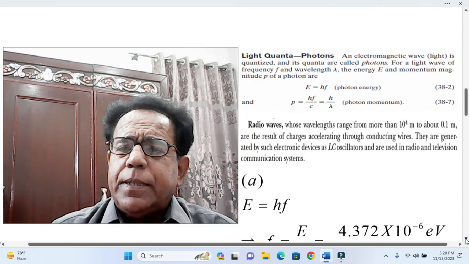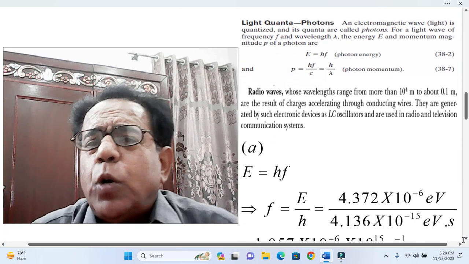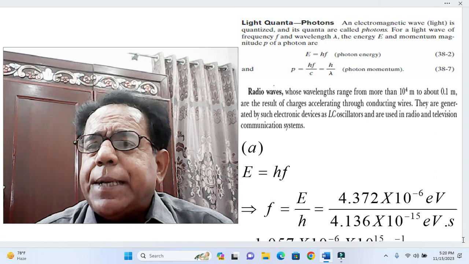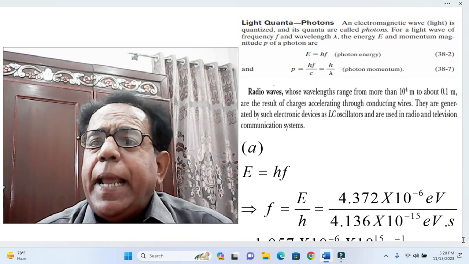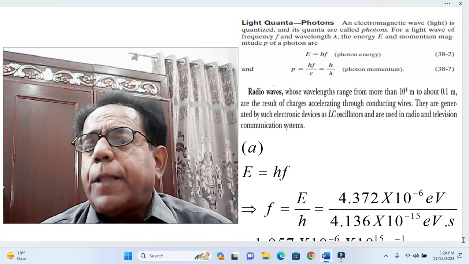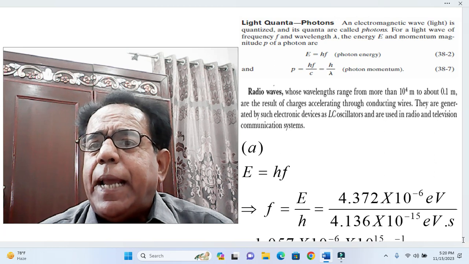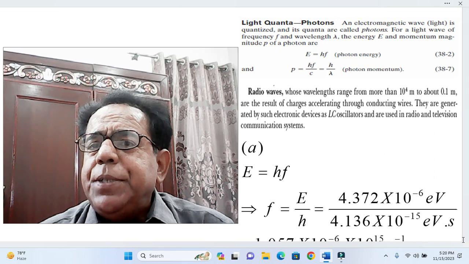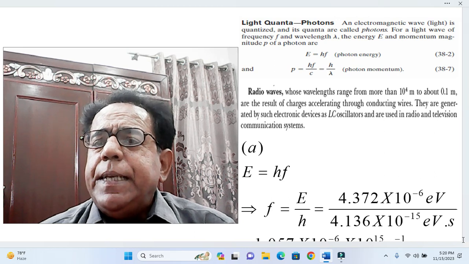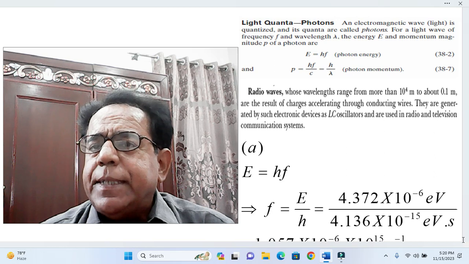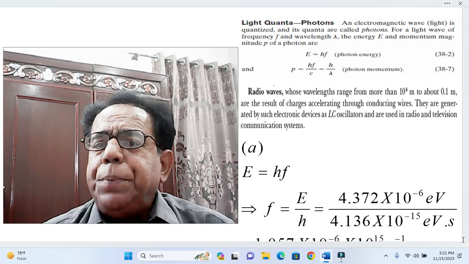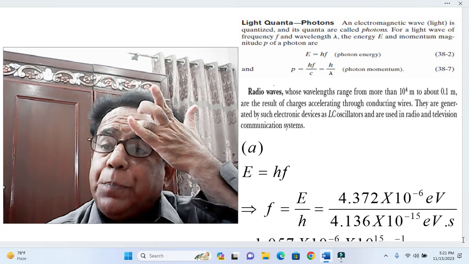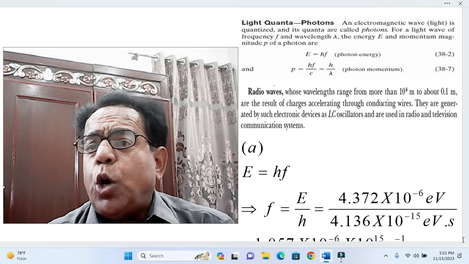The next snapshot is about light quanta, photons. Light is an electromagnetic wave that is quantized, and its quanta are called photons. For a light wave of frequency f and wavelength lambda, the energy E and momentum magnitude P of a photon are E equal to hf, the photon energy. That is the first equation. And momentum P equal to hf over c, where c is the speed of light, which alternatively becomes equal to h over lambda. h is Planck's constant. This is the photon momentum, the second equation.